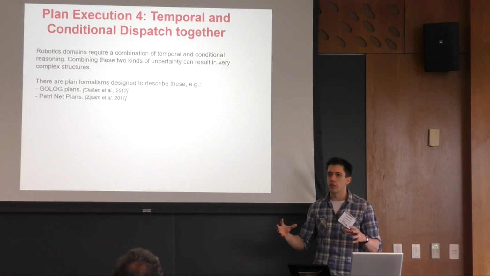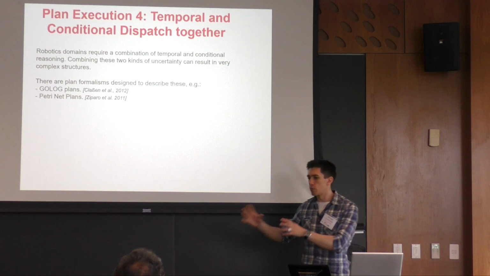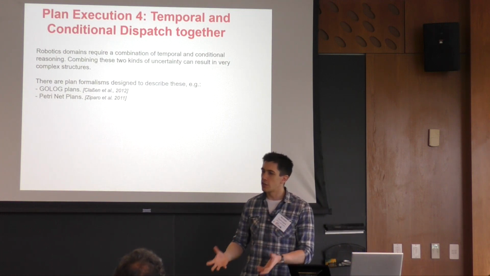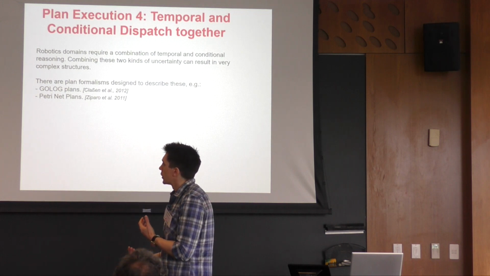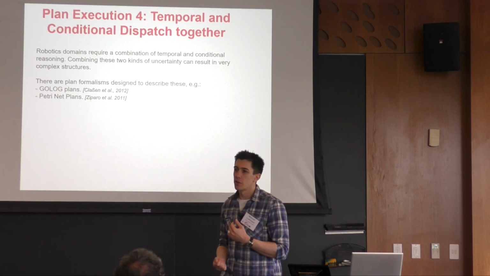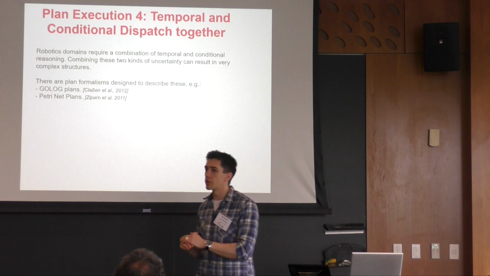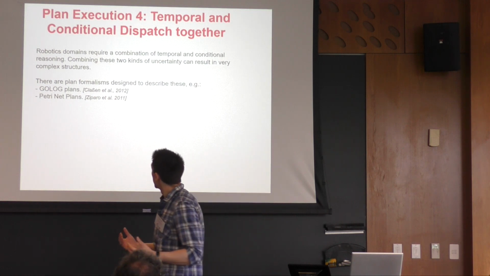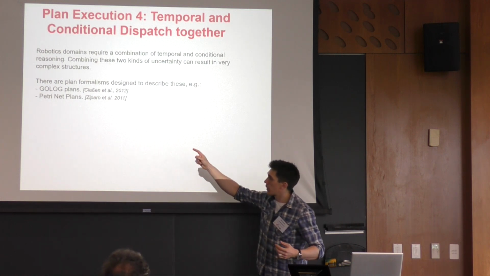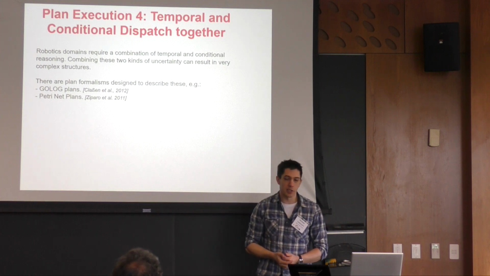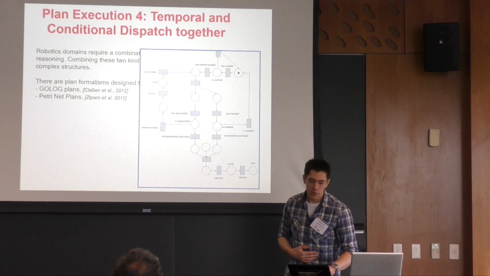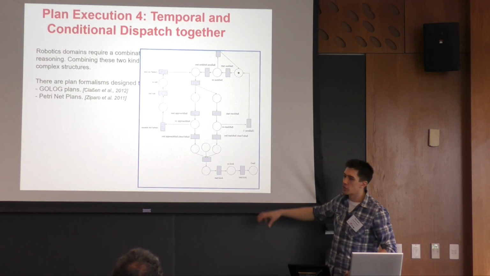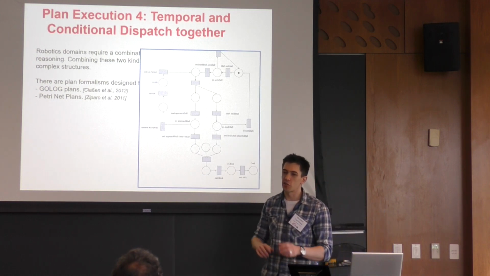With all of these kinds of temporal constraints and uncertainties, the plan representations that you acquire, or the plan executive implementations that you want, can be very complex. So a couple of examples are plans represented as GoLog programs or as PetriNet plans, which Luca will talk about in a minute. There's an example of a PetriNet plan, which he'll describe in much more detail.